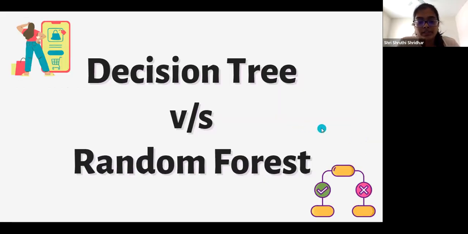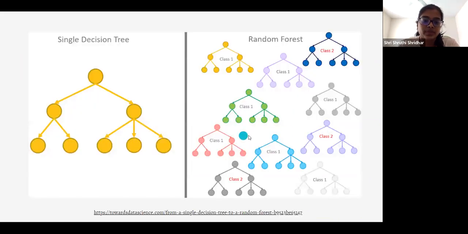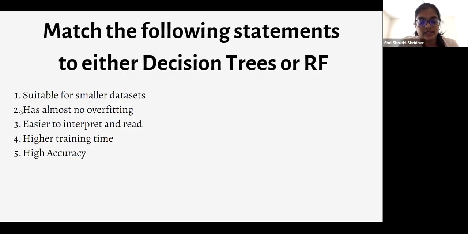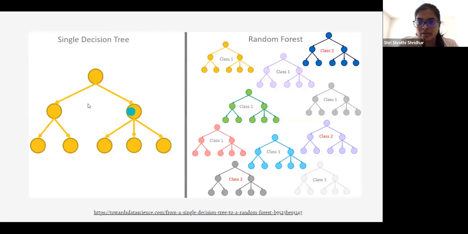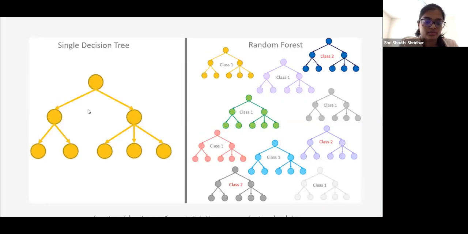Okay, so now we saw the applications of random forest and decision trees. We saw decision trees and random forest in depth. Let's look at the difference now and which one to use where. Okay, on the left we have a single decision tree, and on the right you have a random forest. As you can see, random forest is a bunch of decision trees, but it can have different samples of the original data instead of using the original data as a whole, like in the decision tree. Let's move on to the next slide.